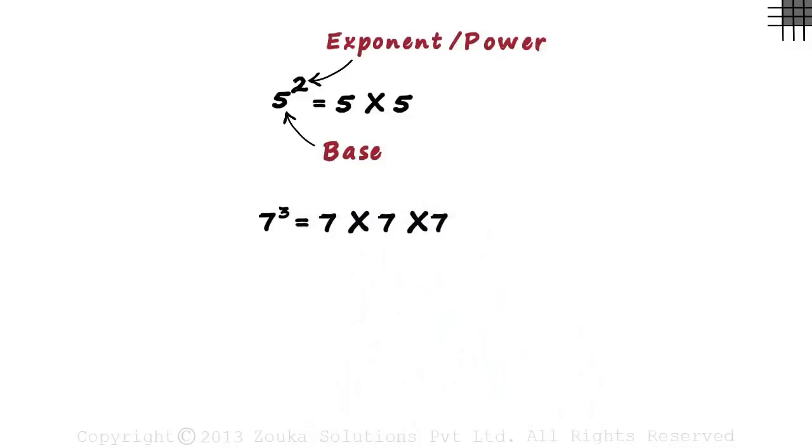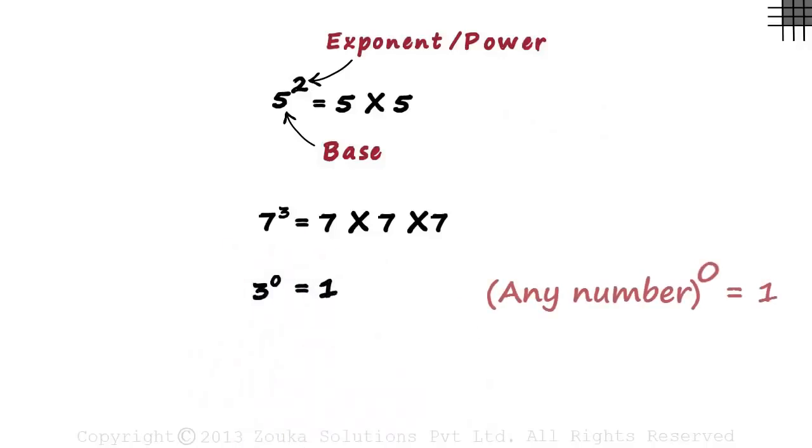This was very simple. But let's look at an interesting example. What will 3 raised to 0 be equal to? How do we write the product of a number 0 times? So if this cannot be written as a product, does it mean that it equals 0? No, the answer is 1. 3 raised to 0 equals 1.